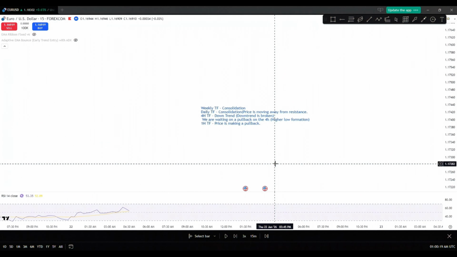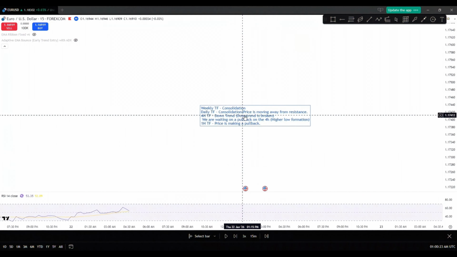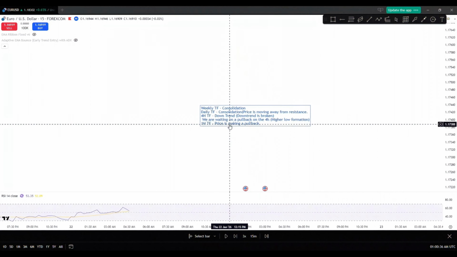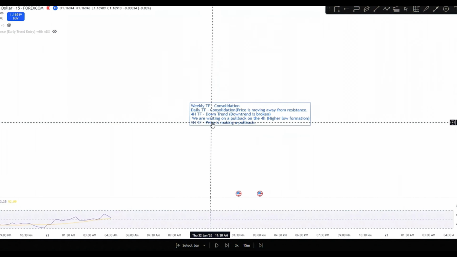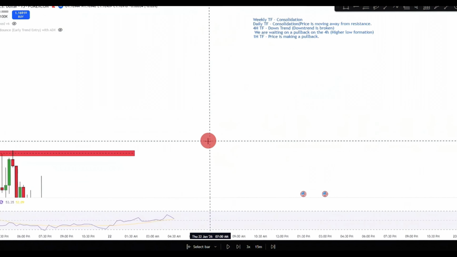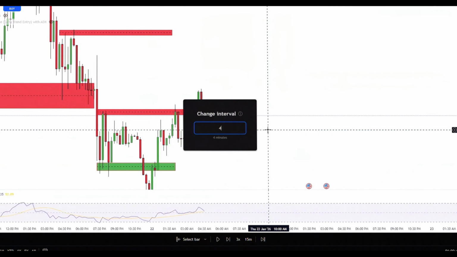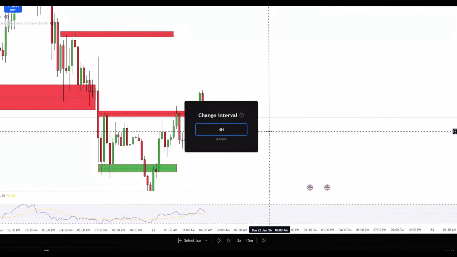And keeping our notes in mind, we already know what we're looking for. We know that the downtrend is over on the 4-hour time frame, and we know that we were looking for a pullback or a higher low on the 4-hour time frame. On the 1-hour time frame, we got the pullback, and then on the 15-minute time frame, we're starting to see higher highs. So let's look at what we're seeing on the 4-hour time frame.